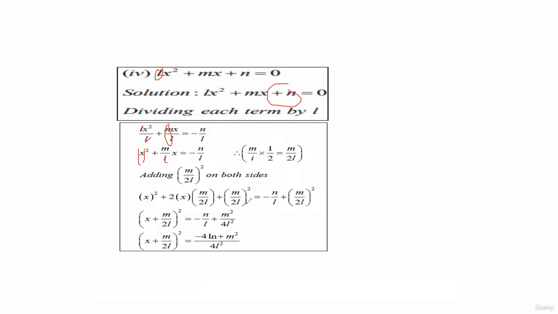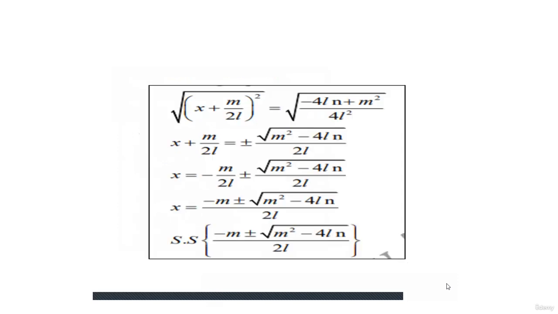It is a perfect square, minus n upon L. Now squaring, m square upon 4L square. Now taking the LCM, we have 4L square, and we need here to multiply 4 and L, and then divide it by 4L square. So minus 4Ln and plus m square divided by 4L square. Now again taking the square root, and you will get the answer.